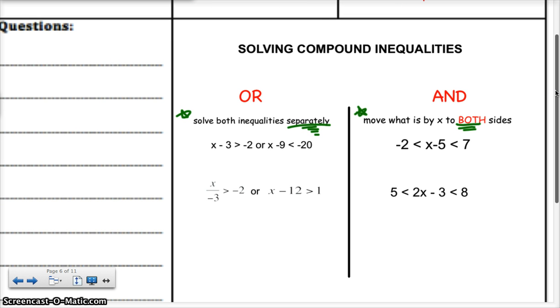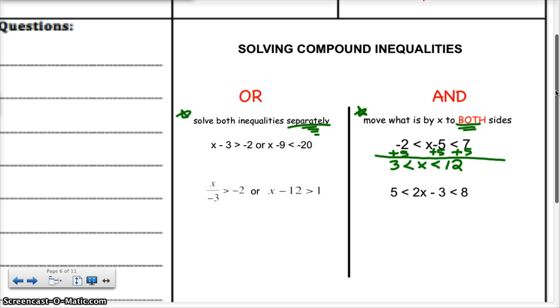So this is -2 is less than x minus 5, which is less than 7. I got to move this -5. How do I do it? Plus 5. Now I'm used to plussing 5 like this, but I'm not balanced, right? Because I have to do it to the other side as well. -2 plus 5 is 3, is less than x, which is less than 12. That's how you do it.